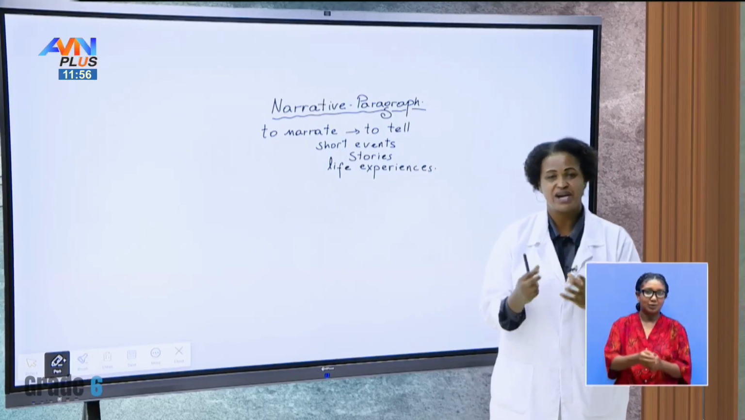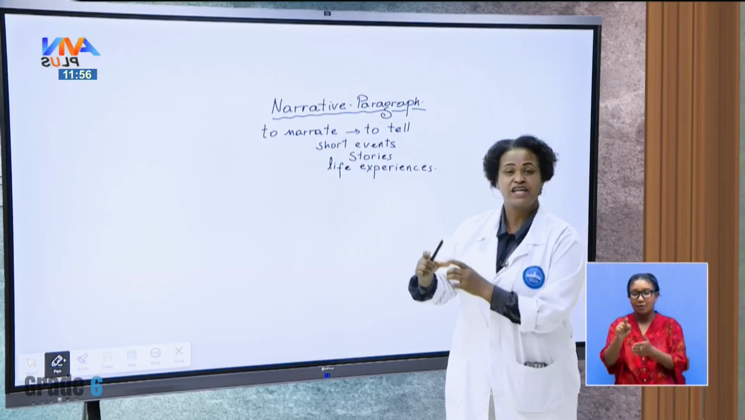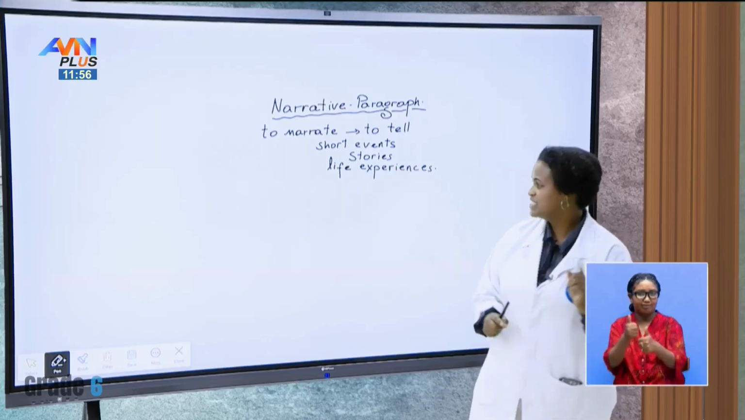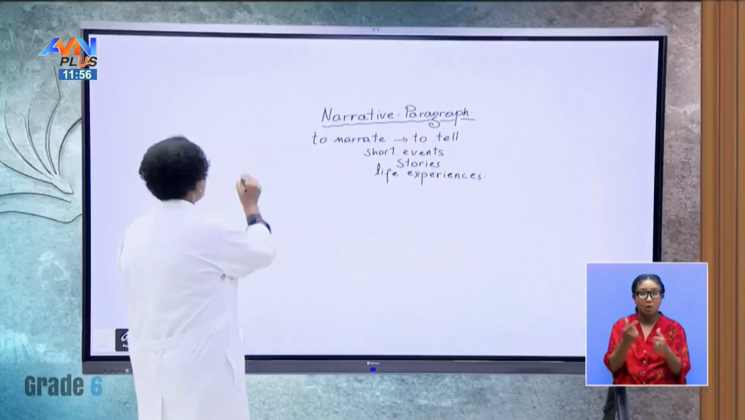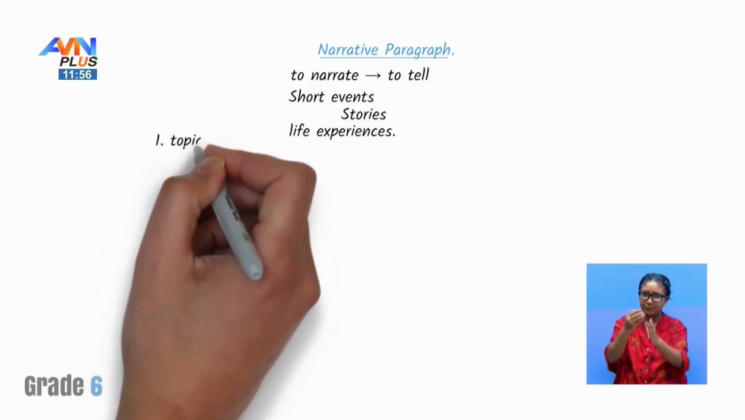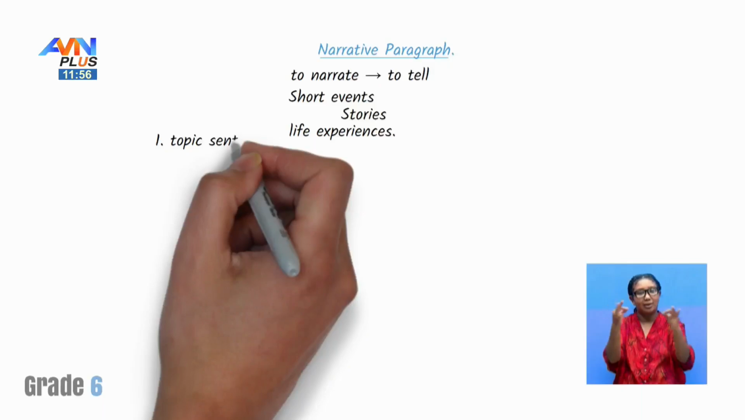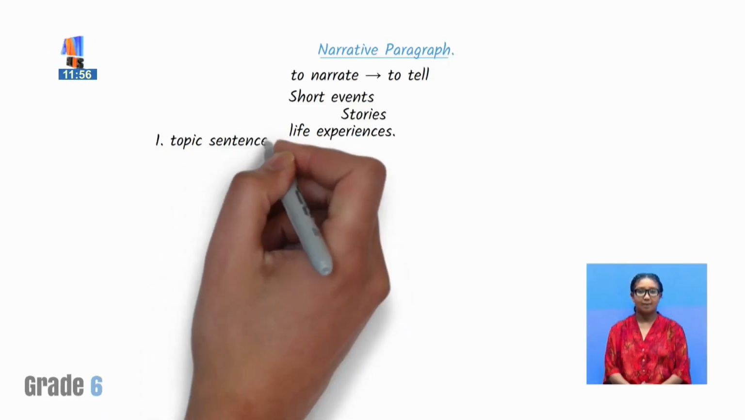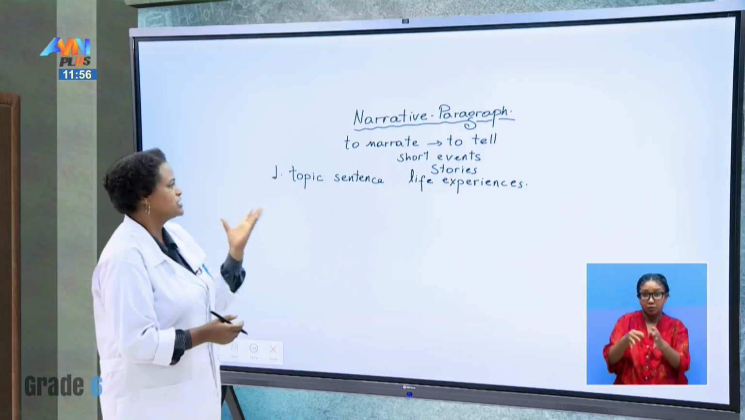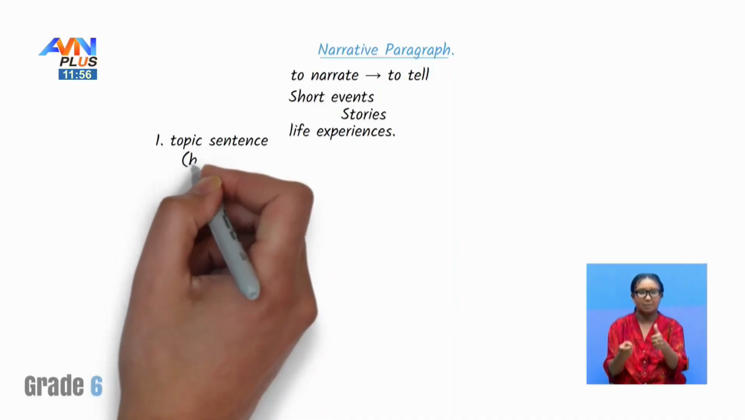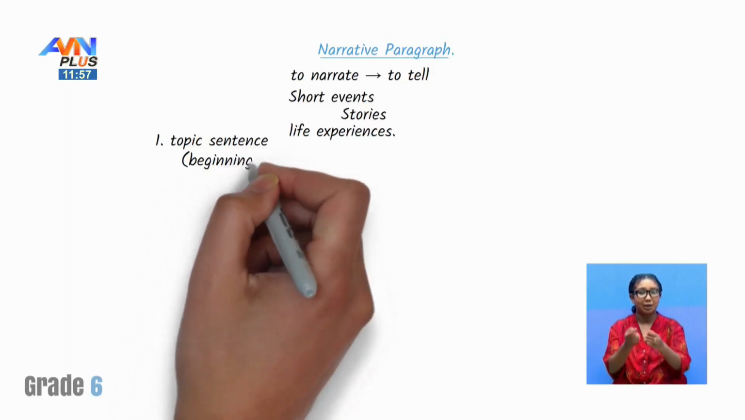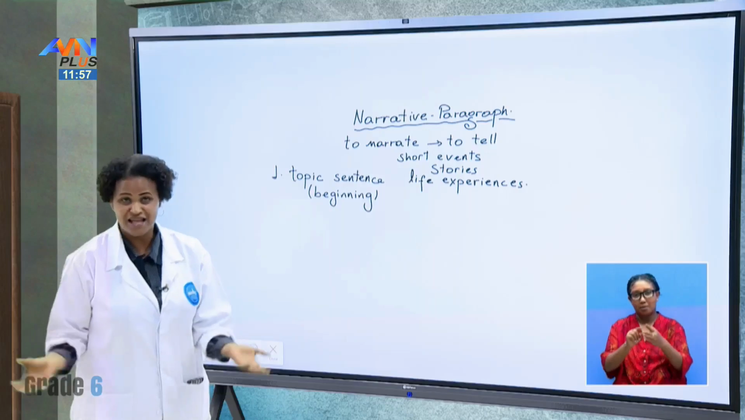Just like the other paragraphs, this narrative paragraph has also its own components that we shouldn't miss, okay? These are, the first one, it needs to have a topic. First, topic sentence, okay? Since we are talking about events that are narrating or stories that we are telling, some people call it beginning. A beginning of a story or a beginning of an event, okay?